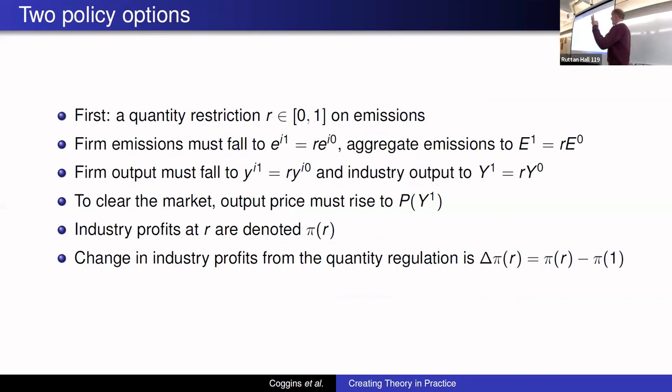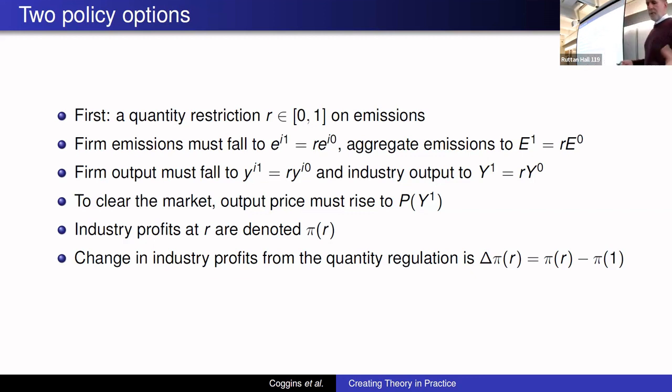Two policy options. One is the EPA just tells people cut pollution by, say, 20% from where you started. And they're going to measure, and you go to jail if you break this law. Our R would be, in that case, 0.8. It's somewhere between 1, which is no change, and 0, which would say no pollution at all. So a 20% reduction would be R of 0.8. Emissions fall by that fraction. Output must fall by the same fraction, according to our setup. And there's a new price at this new output level.